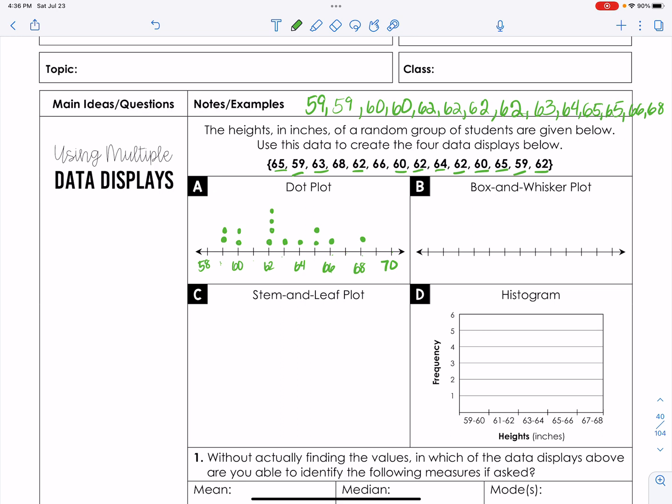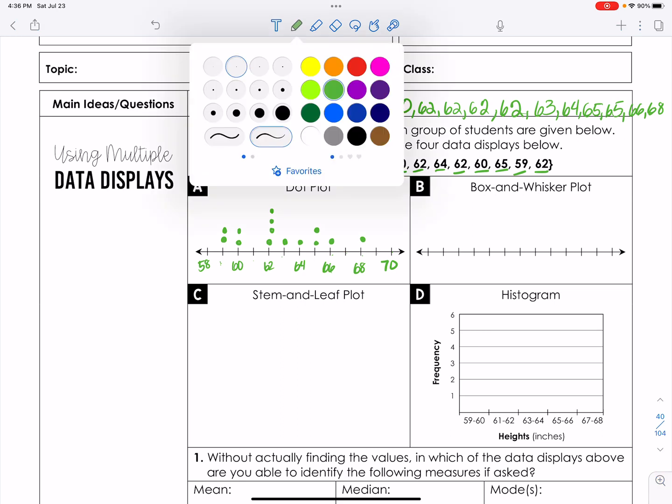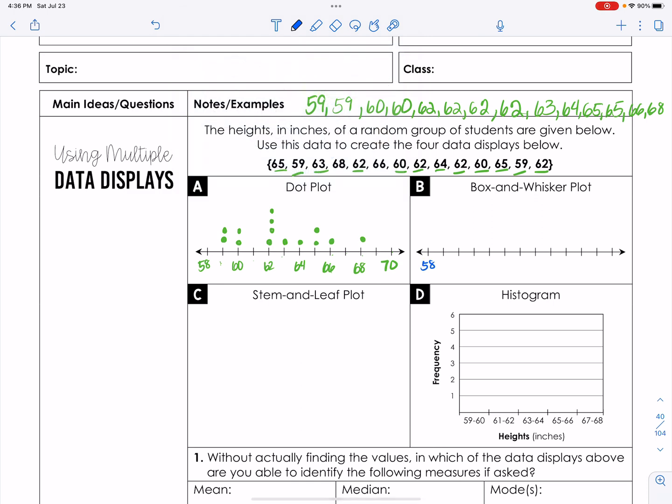Okay, remember to do the box and whiskers. I'm going to just do the same bottom here. So I'm going to do 58, 59, 60, 61, 62, 63, 64, 66, 67, 68, 70. Okay, so remember to do the box plot. You put a dot at the bottom, that's 59. You put a dot at the top, which is 68. Okay, and then we're going to find the median. So here's 1, here's 2, here's 3, here's 4, here's 5, here's 6.